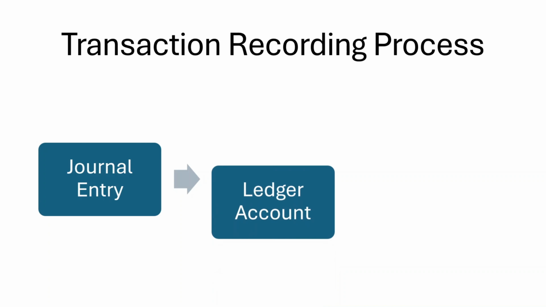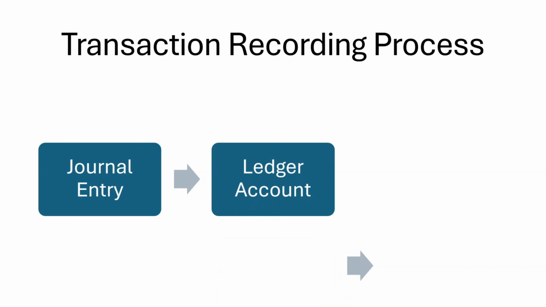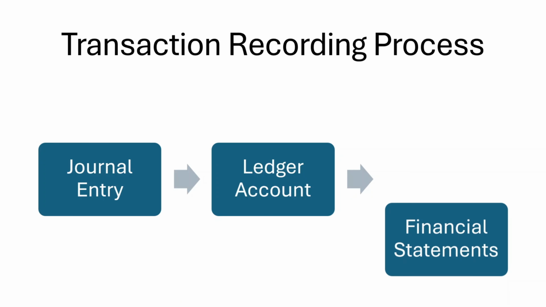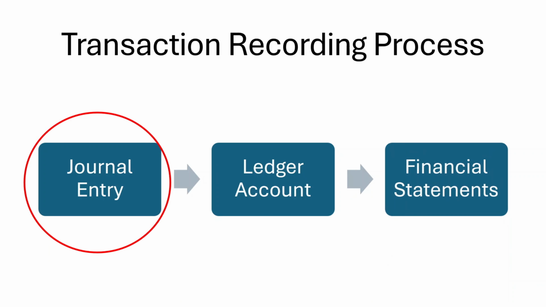Let us look at the process of recording a transaction. We have the journal entry as the first step. Then we have the T accounts in a ledger account as the second step. Then the last step is where we prepare the financial statements of an organization. Today we are looking at the journal entry.